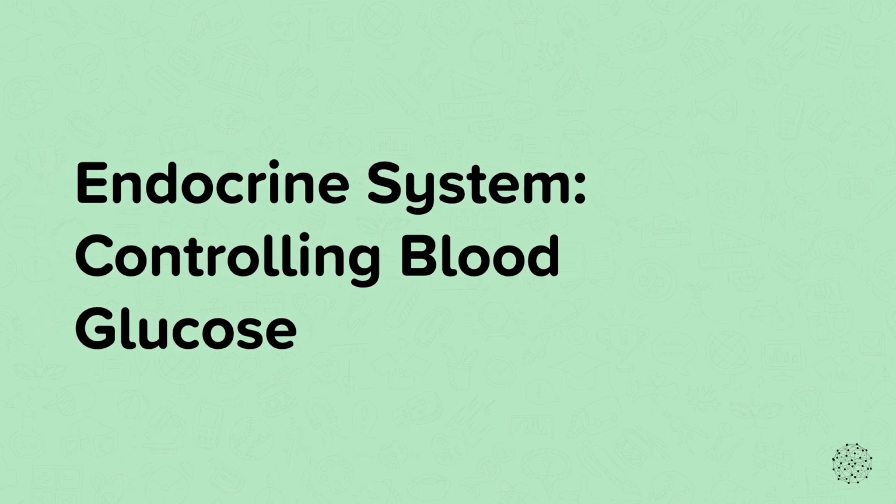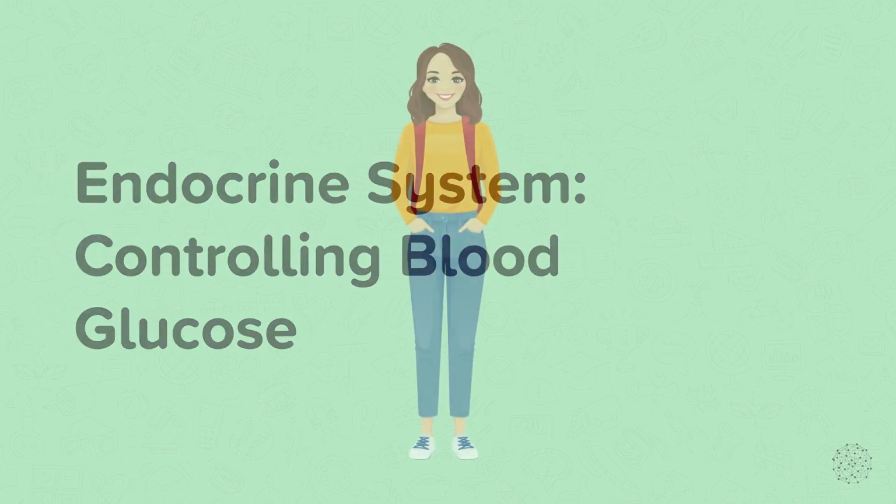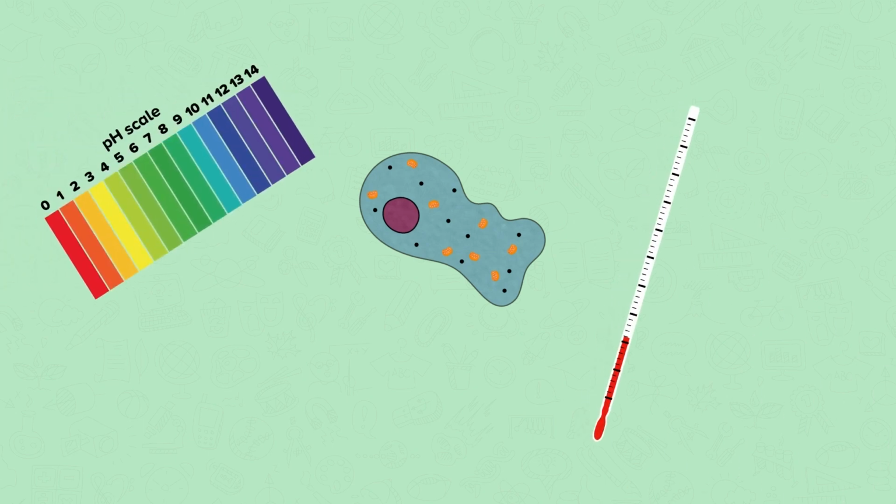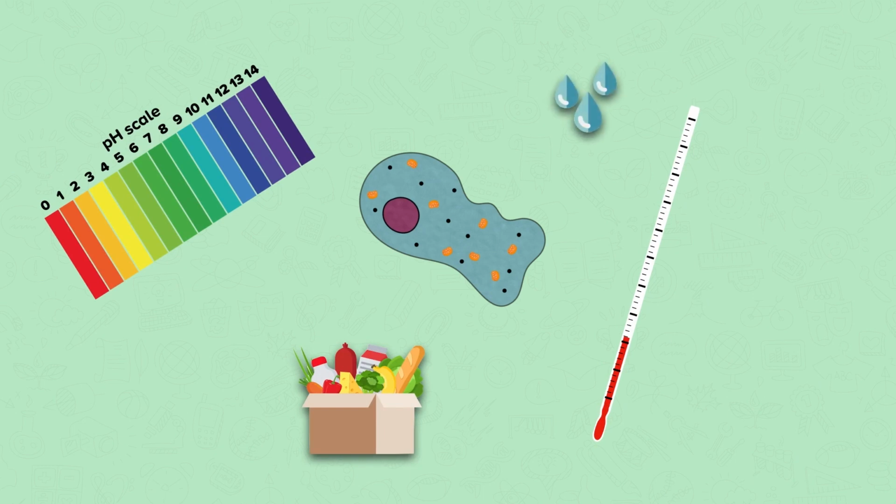Endocrine system controlling blood glucose. Cells in the human body can only survive within narrow physical and chemical limits. They require a constant temperature and pH, as well as a constant supply of food and water. In order to do this, the body requires control systems that constantly monitor and adjust the composition of the blood and tissues to keep it within these set limits.